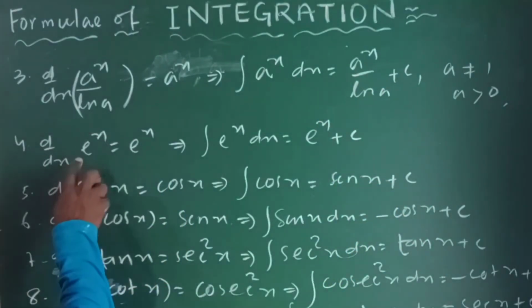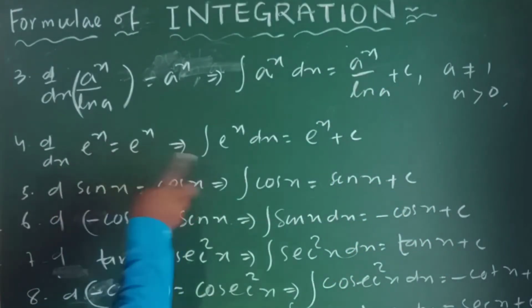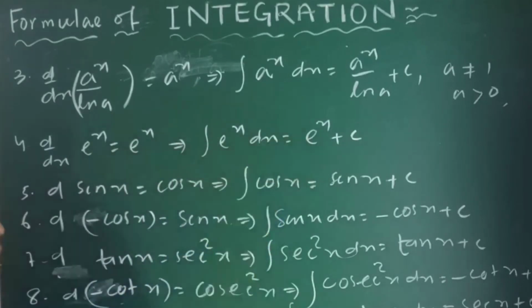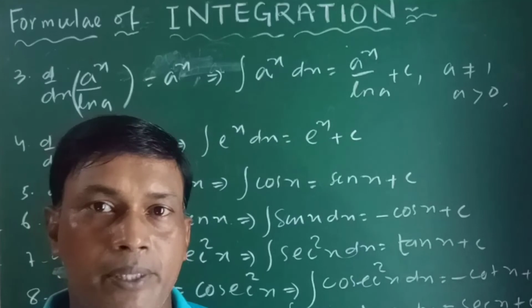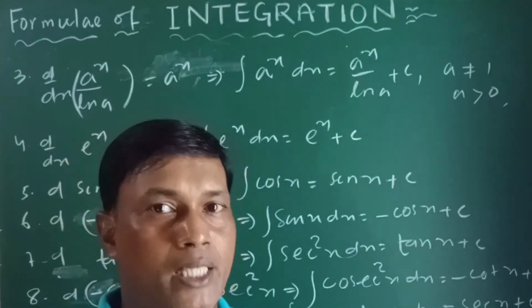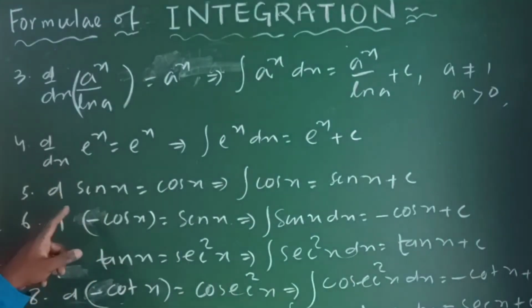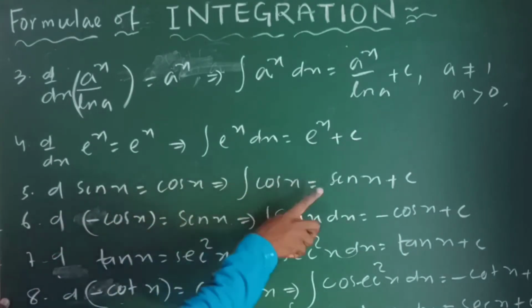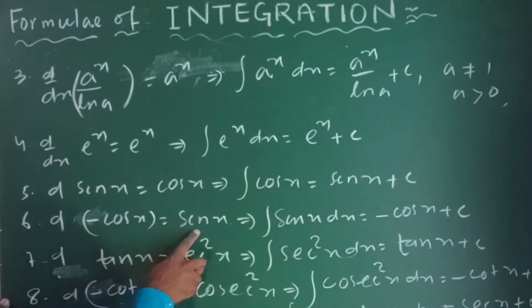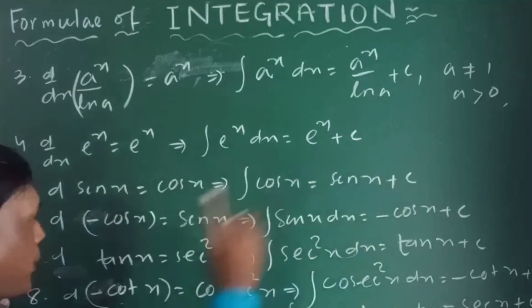Next, the derivative of e to the power x is e to the power x. So the integration of e to the power x is also e to the power x. So the only function whose integration is itself, whose derivative is itself, is the exponential function e to the power x. And we know the derivative of sin x is cos x. So the integration of cos x is sin x. The derivative of cos x is minus sin x. So the derivative of minus cos x is sin x. So the integration of sin x is minus cos x.